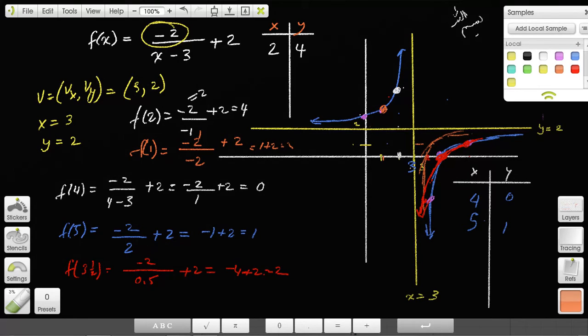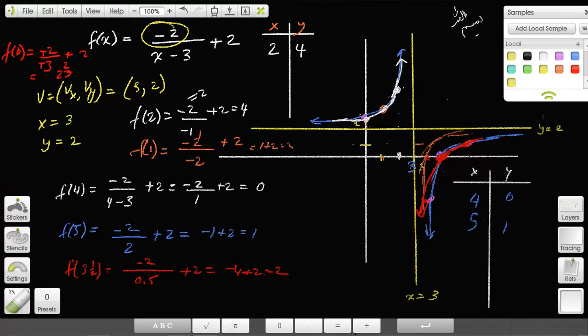How about one more? 0. Okay, you can do 0. So f of 0 is negative 2 over negative 3, plus 2. This is 2/3, so 2 and 2/3, right? So when it's 0, it is 2 and 2/3 right there. Do you understand? So here's the graph. That's what you would have to do. You have to pick some points to make your graph reasonably. Does that make sense?